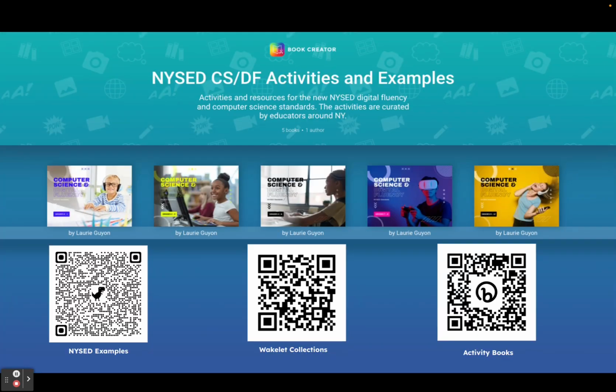On this page, you're going to see a lot of different links. The first link, or the first QR code you see, is going to take you out to the PDF of the examples that the state put together. These were educators across the state that met to design the lessons that they thought would work well to cover the standard. These are by no means the only things you can do, but it gives you an idea of what can cover the standards.